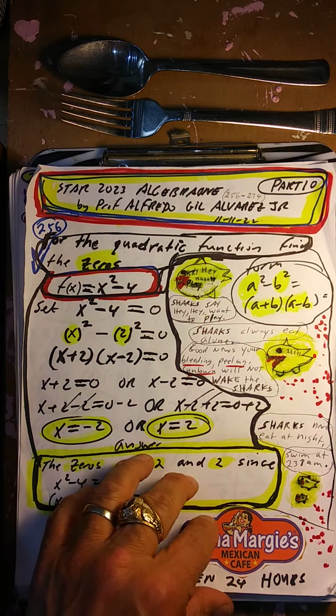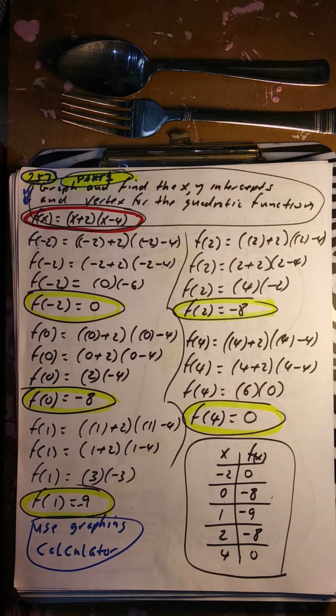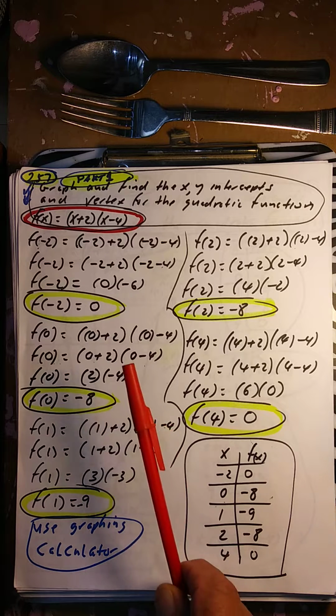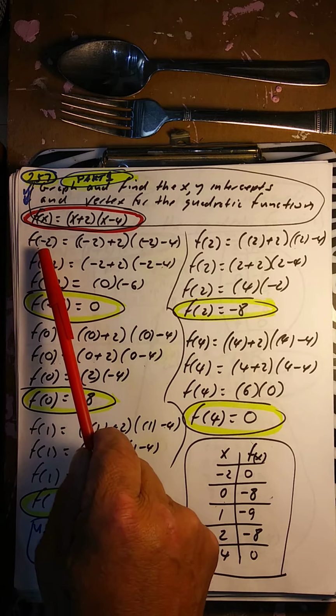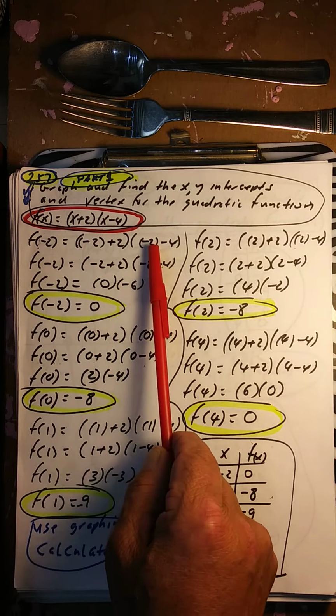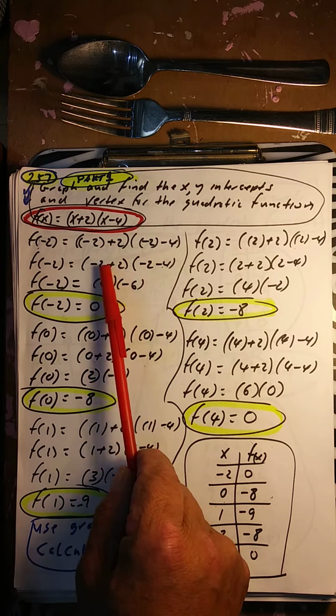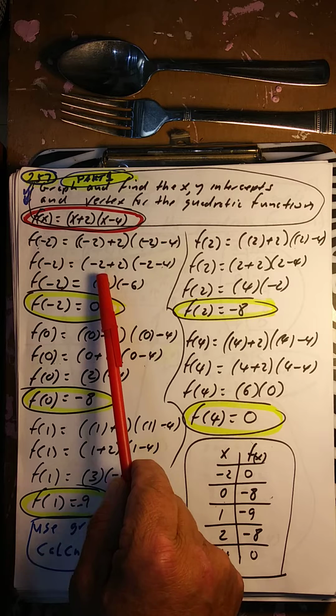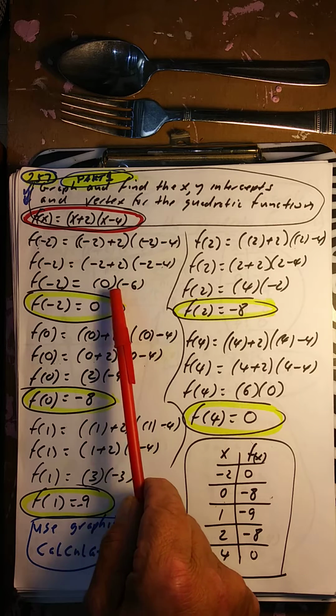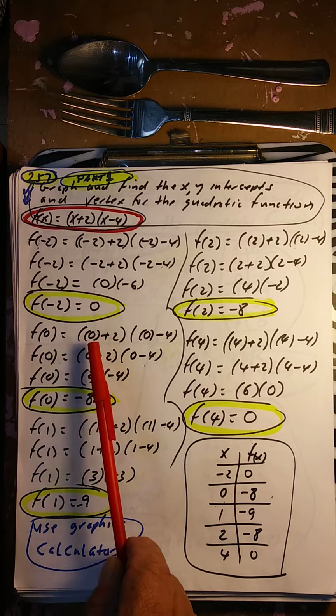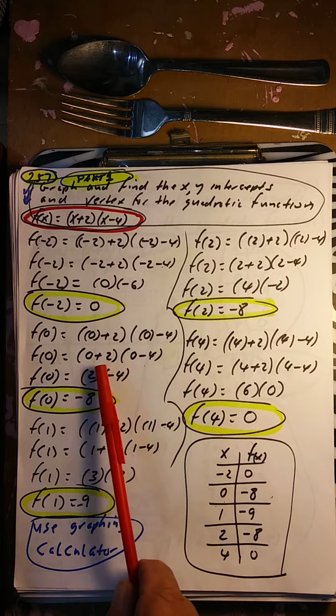Anyway, go to the next question. Graph and find the x and y intercepts and the vertex for the quadratic function. So I have some points that I'm going to try. f of negative 2: you put negative 2 there and negative 2 there. This is going to become 0 times negative 6, but that's going to be 0.